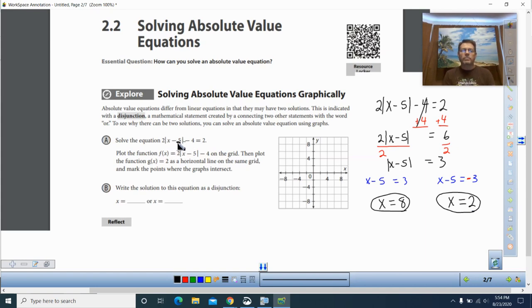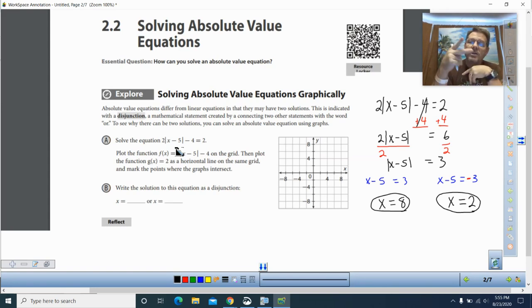So 8 minus 5, that'd be 3, right? And 2 times 3 would be 6. Let's put it over here, 6. And then if I subtract 4, I get 2. So 8 is okay. 8 is a solution because I could plug it back in and make it true.